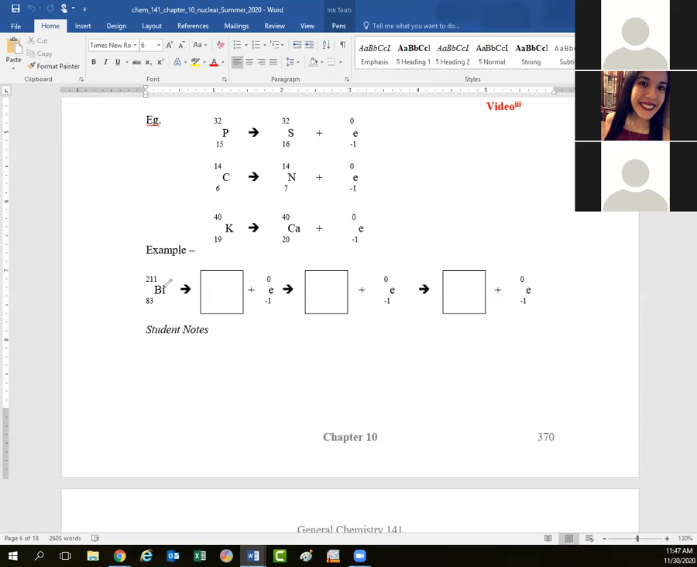So the bismuth 211, that would stay as 211. The atomic number would go up to 84, which as we said before is polonium. Another stream of electrons ejected, still a mass of 211, but an atomic number now of 85, which should be astatine. Yep. And then finally, a stream of electrons ejected one last time, still a mass number of 211, but an atomic number now of 86, which makes it radon.